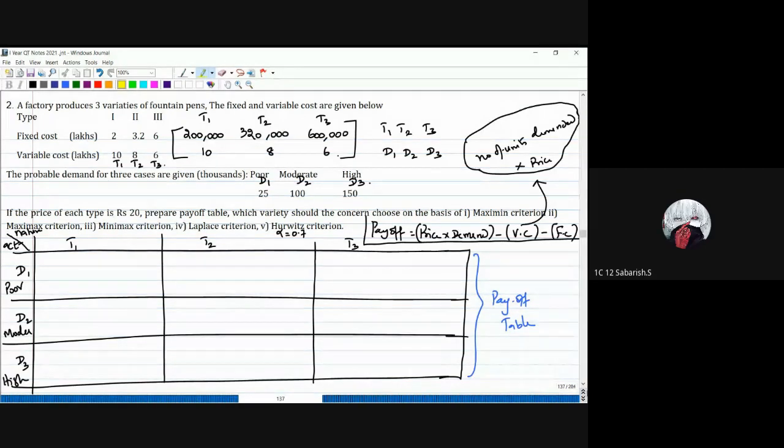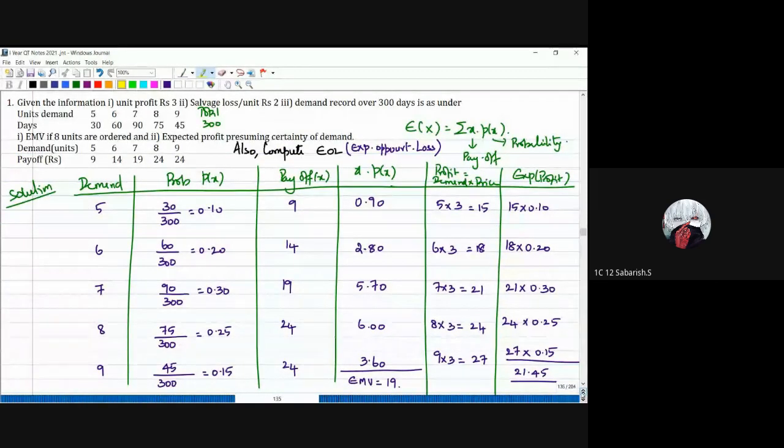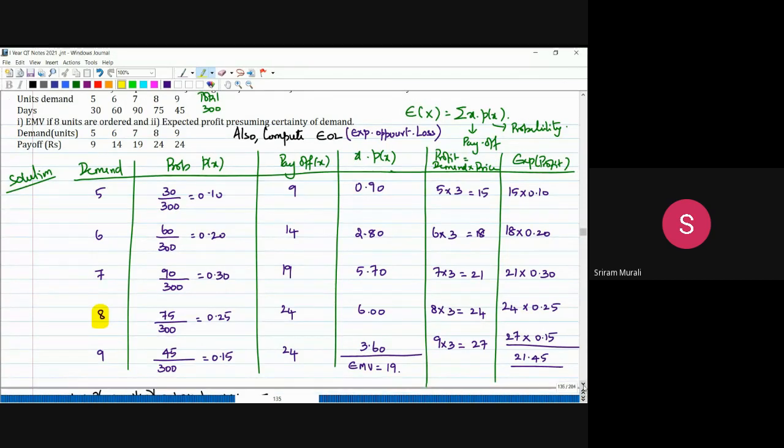Sir, in that question there is one about "if 8 units are ordered, then EMV." See, this is expected: 8 units are ordered means if the demand is 8 units, then the expected value would be the same. That is 90.